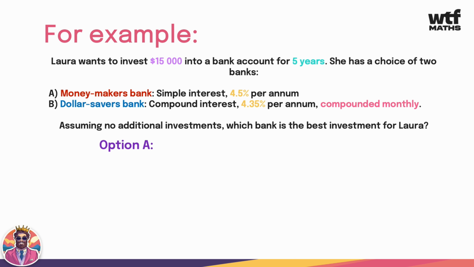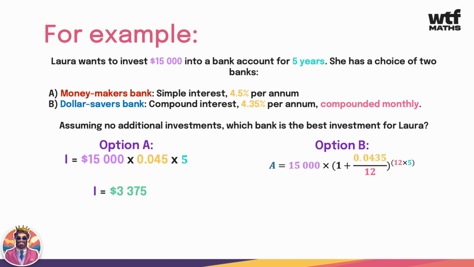Option A was the Moneymakers Bank, and it's a simple interest account. So it's $15,000 times 0.045 for 5 years, which will give you $3,375 in interest. If we look at option B, the Dollar Savers Bank, it's going to be compound interest. So we use our compound interest formula. We just make sure all our numbers have been typed in correctly, and we get $18,637.15.